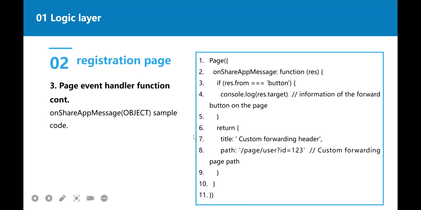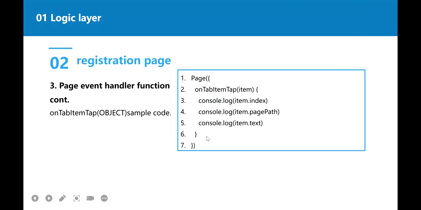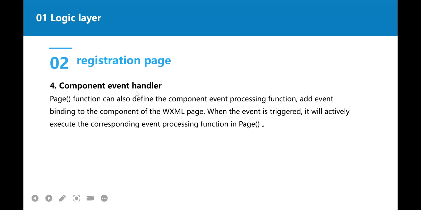Here, this is on share app message, and we have on tab item tab. Here, it is triggered when we click on the tab. It is supported from this library. And we have, it's called like this, the component event handler. It can define the component event processing function. Add event binding to the component of the WXML page. When the event is triggered, it will actively execute the corresponding event processing function in the page.